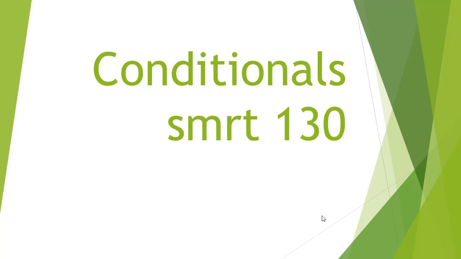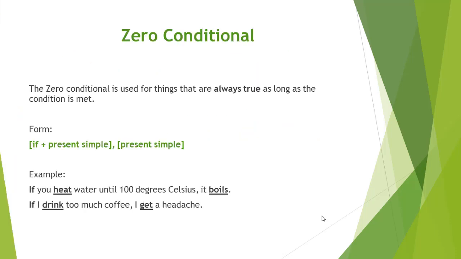Okay, so look, I'm going to explain the conditionals. The conditionals are sentences that show a result that happens in the future or could happen from a situation. So look, we have four types of conditionals. We have the zero conditional, which is the first official grammar explanation.